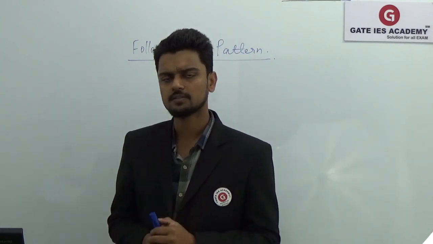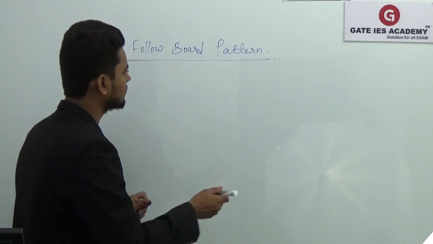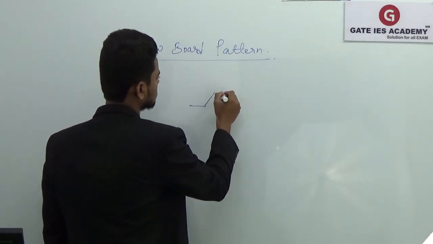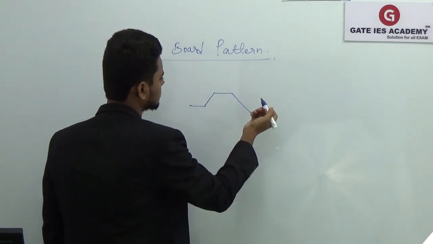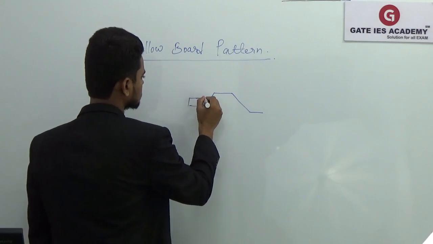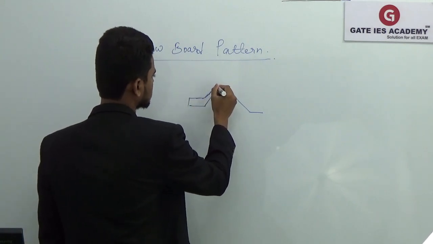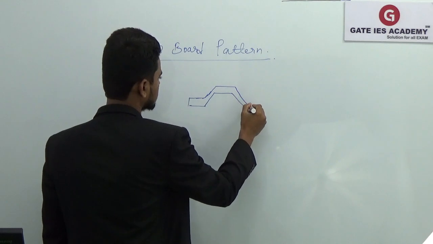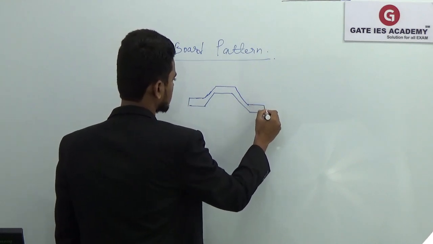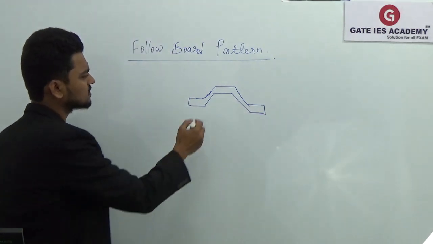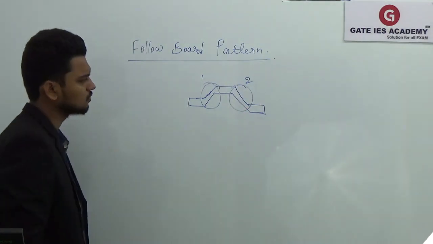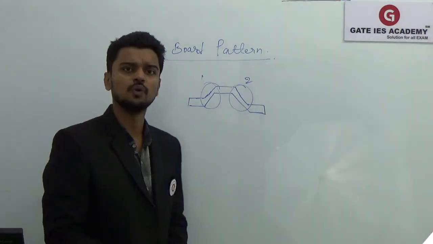So what we will do is, suppose you have a pattern of, say, something in this shape. This is your thin section. This is thin. Suppose this is section 1 and this is section 2. So these two sections of your pattern are weak.